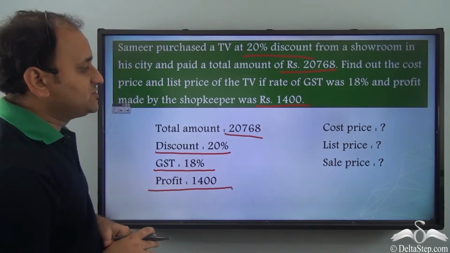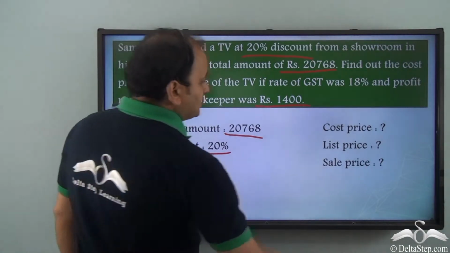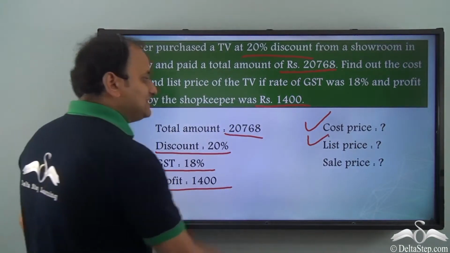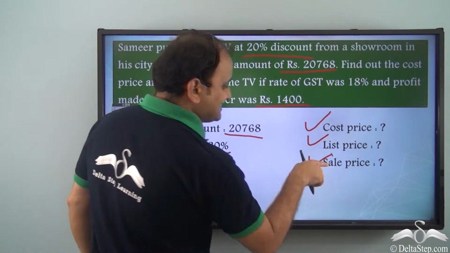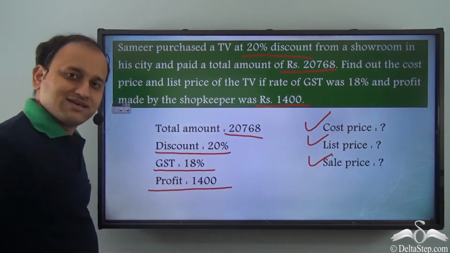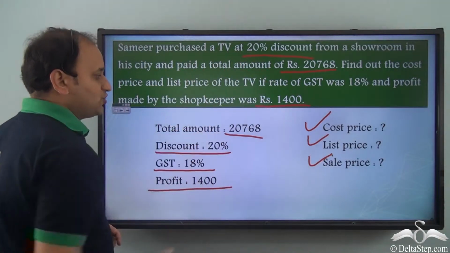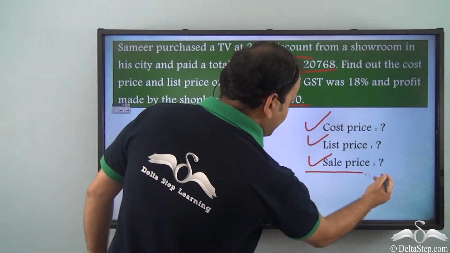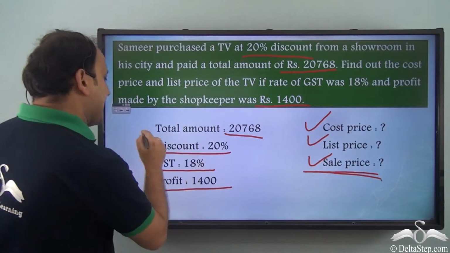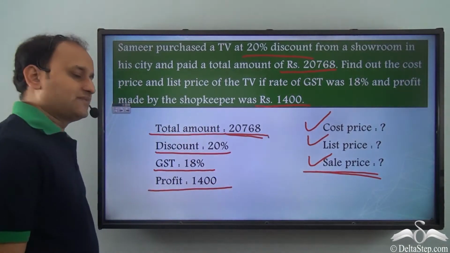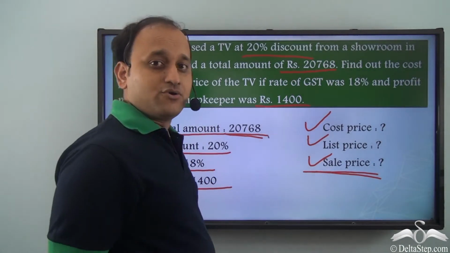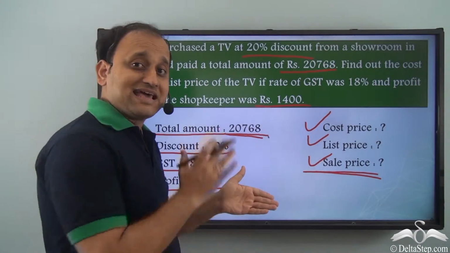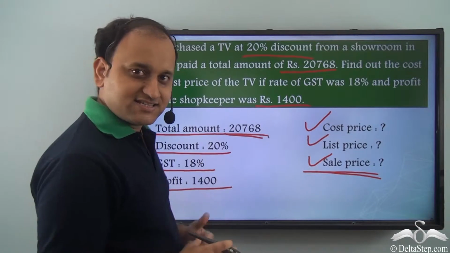And what do we need to find? We need to find the cost price and list price, and to find these we also need to find sale price, which is not given to us in this question. So our first target will be to find the sale price because we already have the total amount. And what do we know about the total amount? Total amount is always a combination of sale price and GST, isn't it?